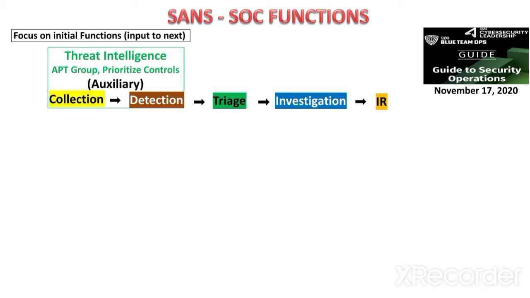Now there are certain auxiliary functions related to security operations center, and the first one is the threat intelligence, which basically provides information about the advanced persistent threat groups which may be interested to target your organization, and then you can prioritize your security strategies as per this information. Next auxiliary function is the forensic, which helps in incident response. So basically, once you carry out incident response, then sometimes you have to perform the forensic analysis of the digital evidences to find the ground truth.